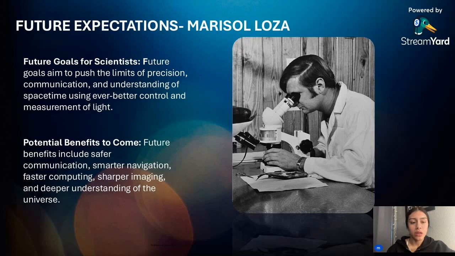Some future expectations. Future goals for scientists. Future goals aim to push the limits of precision, communication, and understanding of space-time using ever better control and measurement of light. Potential benefits to come. Future benefits include safer communication, smarter navigation, faster computing, sharper imaging, and deeper understanding of the universe.